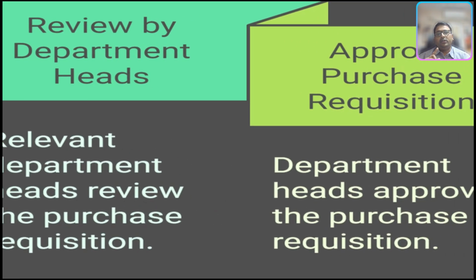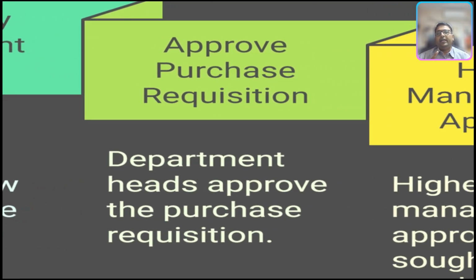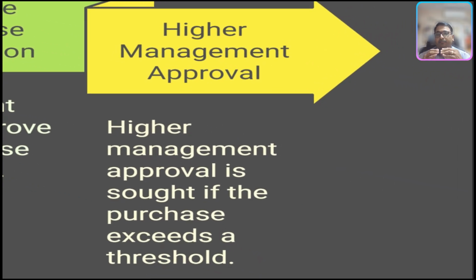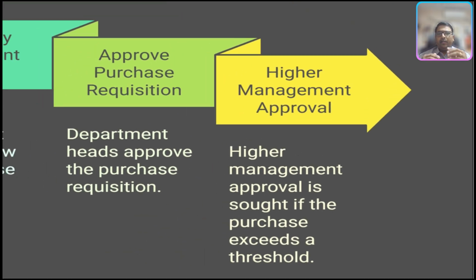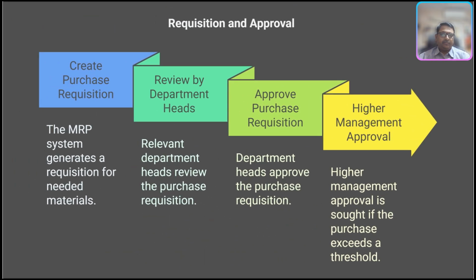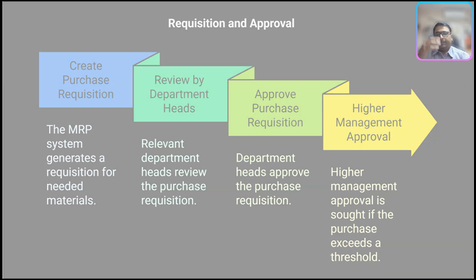Now, after it is approved, if the value is higher than a previously defined threshold, it goes for a subsequent approval depending on the value of the purchase requisition. This would ensure that the purchase requisition that is created is in fact approved, meaning the requirement is approved for the next step.